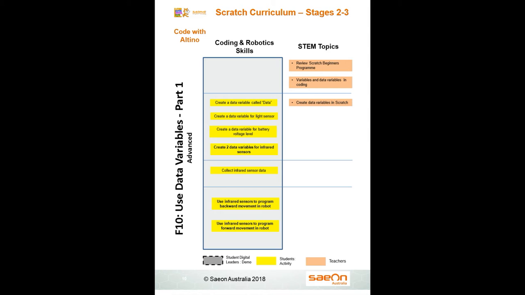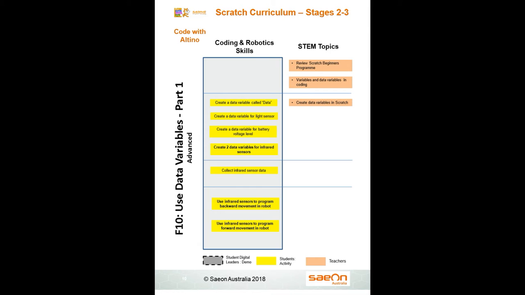Every module also has a structure that looks like this. So back to the F10 module again, using data variables. On the left-hand side are the coding and robotics skills, or the technology side, and the right-hand side are the STEM topics. So we encourage you to use your student digital leaders to help with the coding and robotics skills, or to help other students who might be having issues in working out how to use the coding for these different exercises.